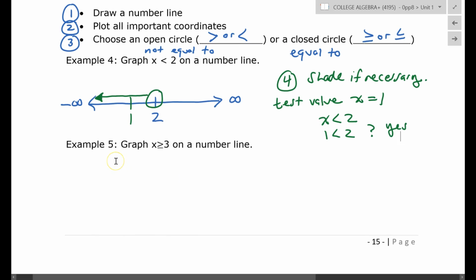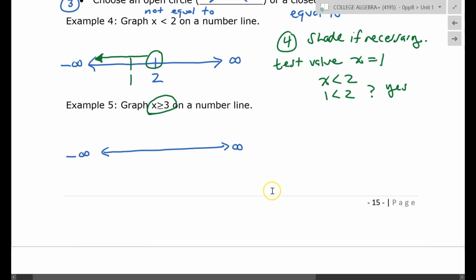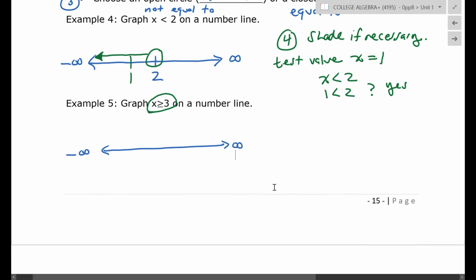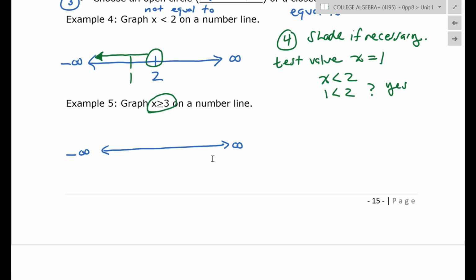Let's do the next example and then follow up if you have any questions, okay? Here I want to graph x is greater than or equal to 3. So I drew my number line. Do I have to draw the zeros in the infinities? Yes. I like them there. You'll see why in a couple days why I want you to do that, okay?